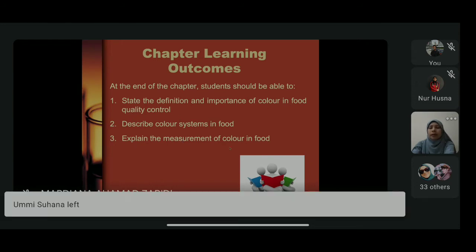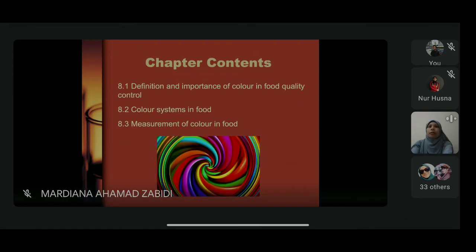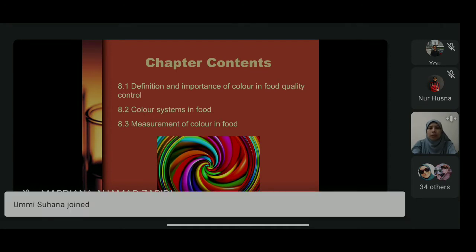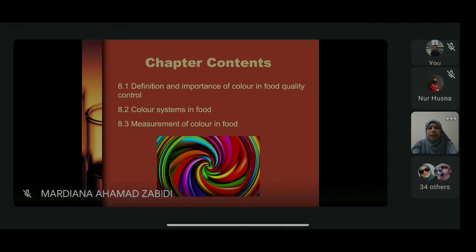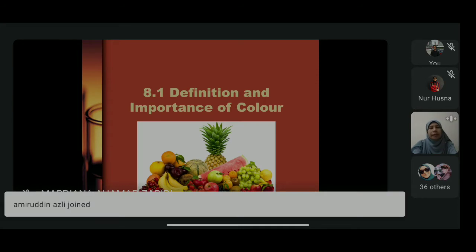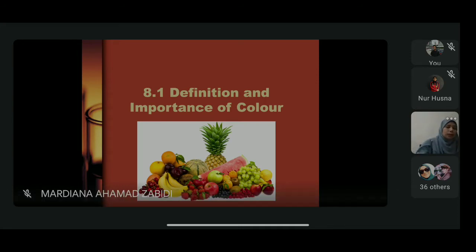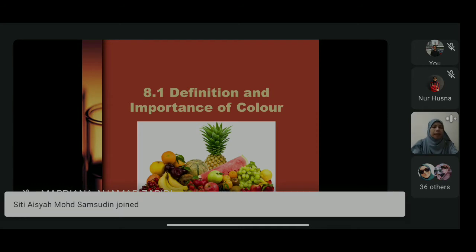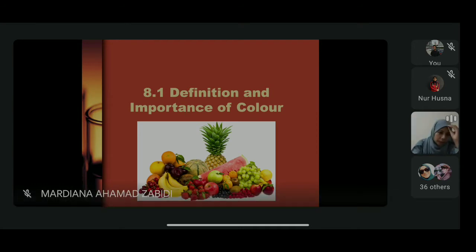All right, so we have two types of measurement. One is subjective measurement and the other one is objective measurement. All right, now we move on to chapter content. So the first one, we are going to cover the definition and importance of color for food quality control, as well as color systems in food, followed by the measurement of color in food. The chapter is not that long, so hopefully we are able to complete this chapter by today. So by this week, we have covered all chapters for food quality control.